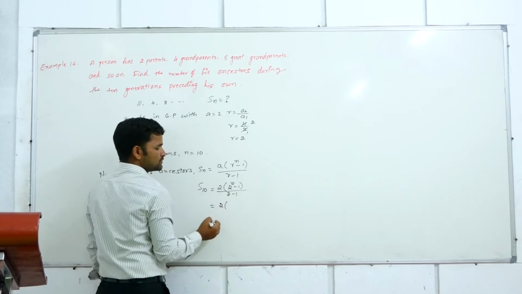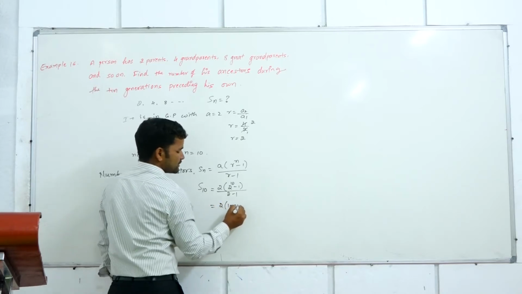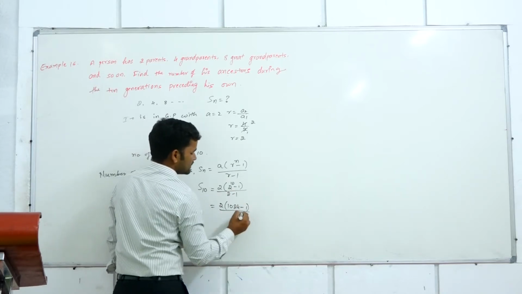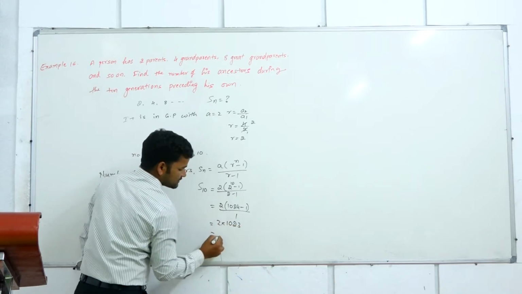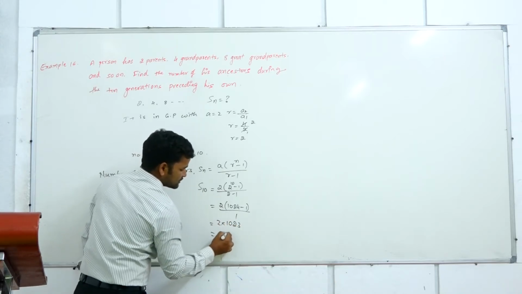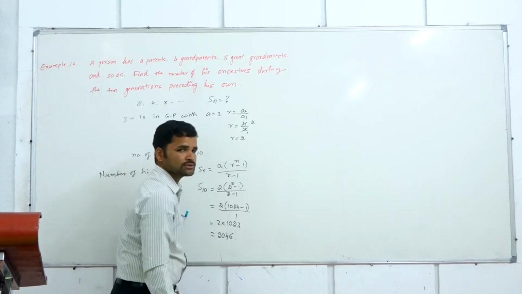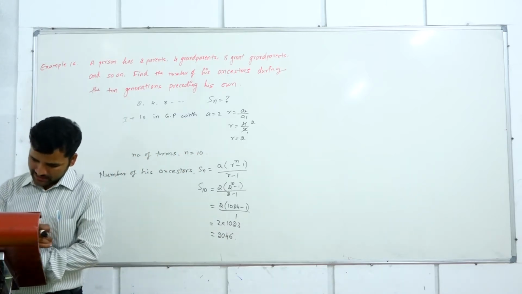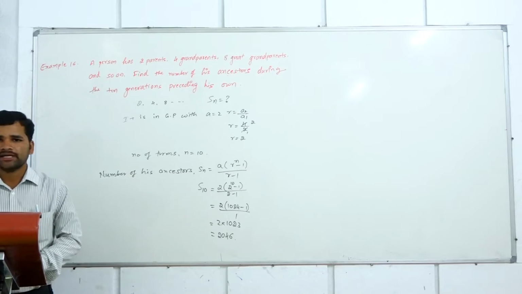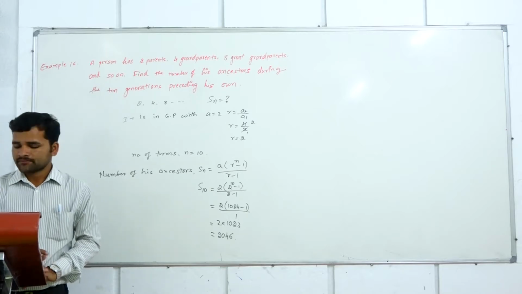2 into, 2 to the power of 10 is 1024. This minus 1 divided by 1. 2 into 1023. 2 into 1023 is 2046. So 2046 ancestors were there in his 10 generations. That is about example number 16.